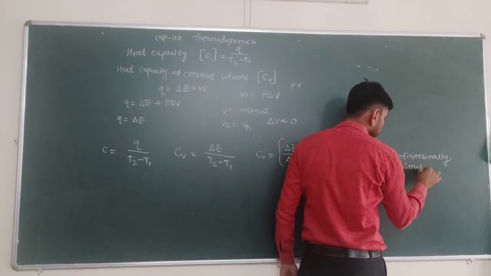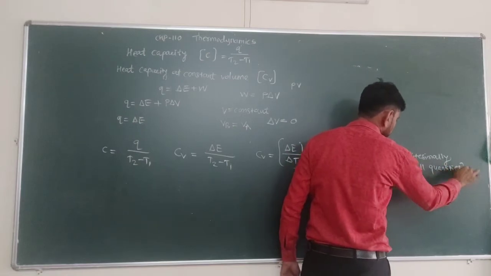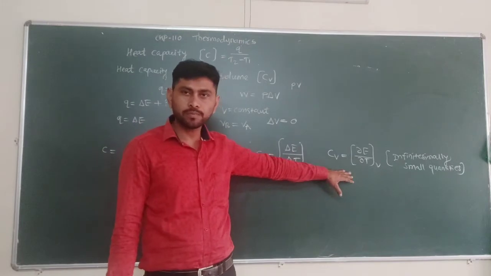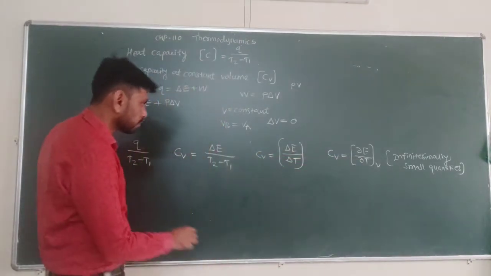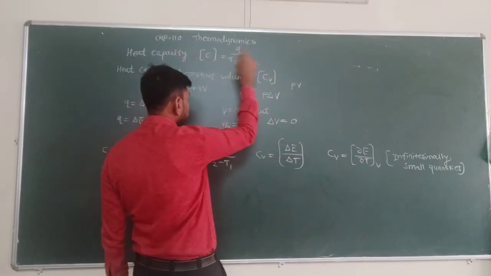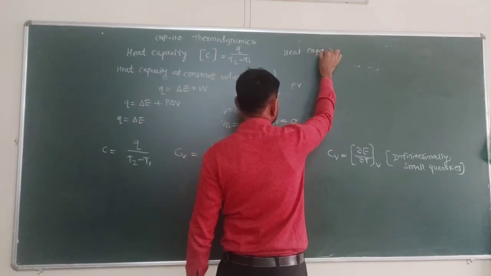Infinitesimally small quantities, you can write in this way: delta E by delta T at constant volume. So this is called heat capacity at constant volume. Next term is the heat capacity at constant volume.